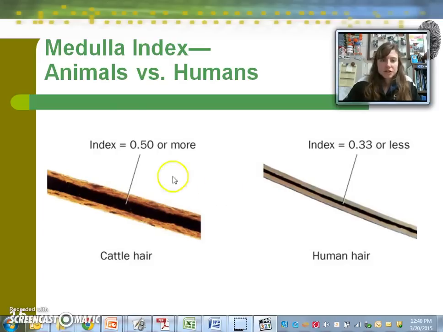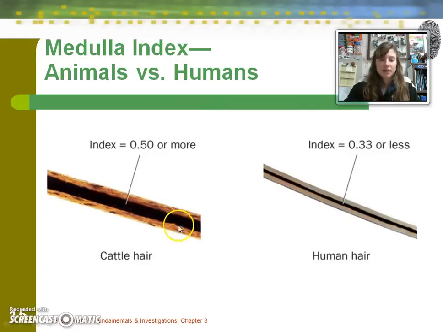This is a great image to show something in terms of the medulla index. So we said that animals have a much thicker medulla than humans, and here you see the cattle hair. Look how thick that medulla is. Specifically, the index is a ratio of the width of the medulla in reference to the width of the entire hair shaft. So if the medullary index is 0.5 or more, meaning that the medulla makes up half or more of the overall width of the hair shaft, then that is characteristic of an animal. And human hair is generally 0.33 medullary index or less.